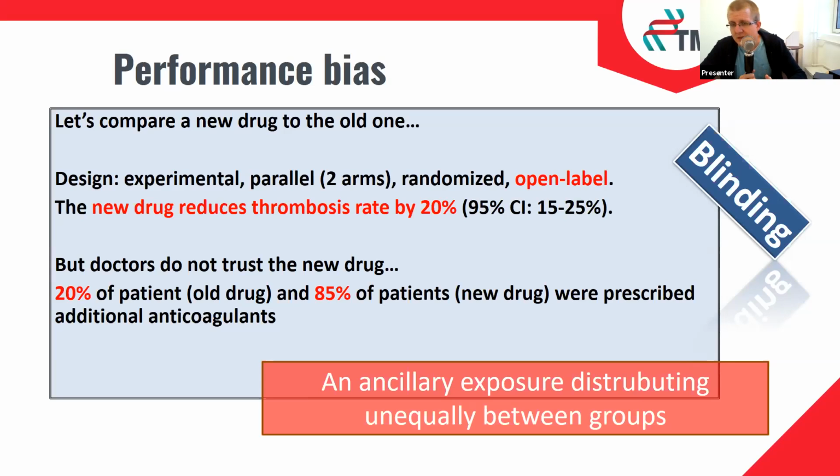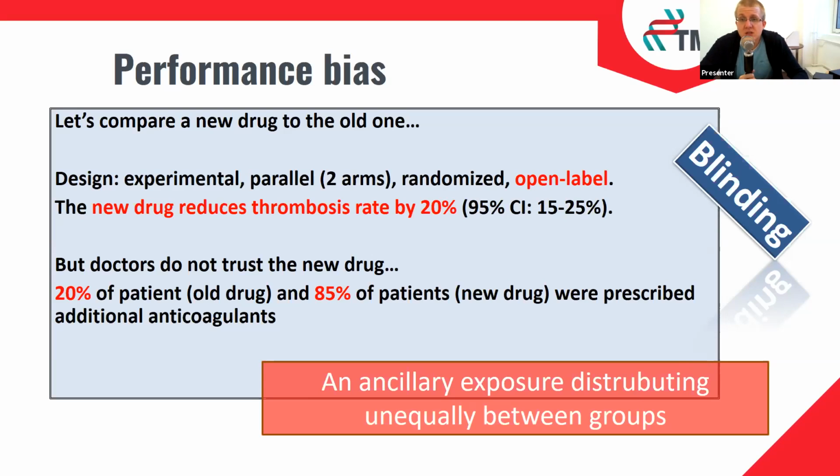Technically, what we can see here is the unequal distribution of ancillary therapies. The treating physician didn't trust the new drug. Therefore, he administered ancillary anticoagulants more frequently compared to the other arm of the study. So no matter how I randomized in the beginning, yes, selection bias was eliminated at the start. Later on, due to the inequality of the additional therapies, the pure exposure to the tested drugs can't be established. So we don't see a cause-effect relationship here.